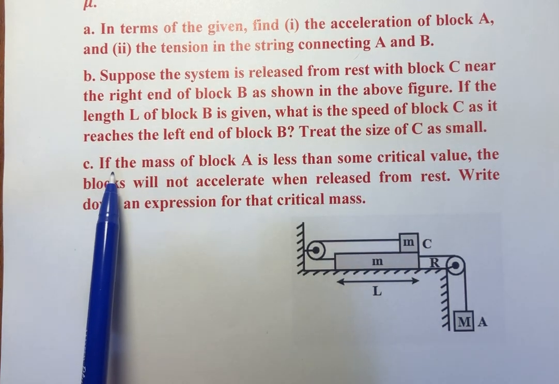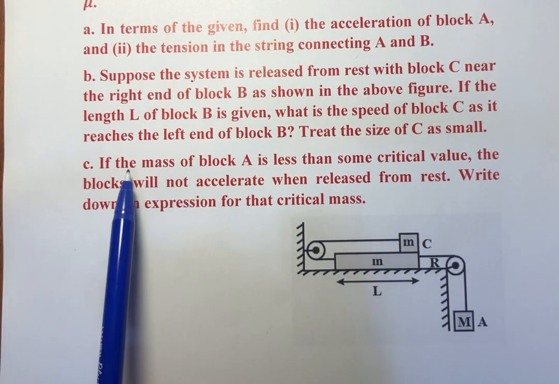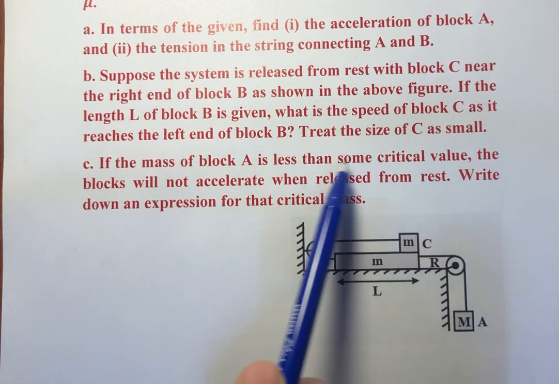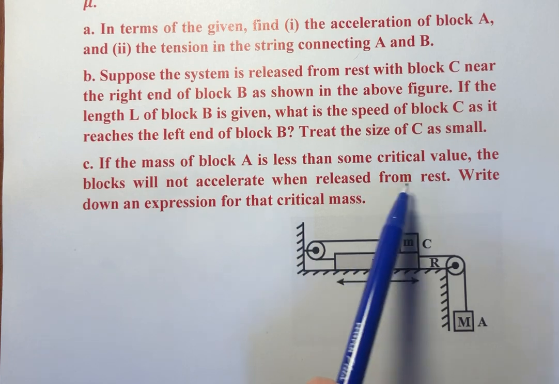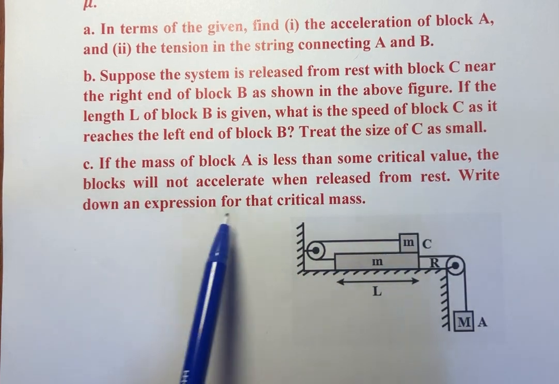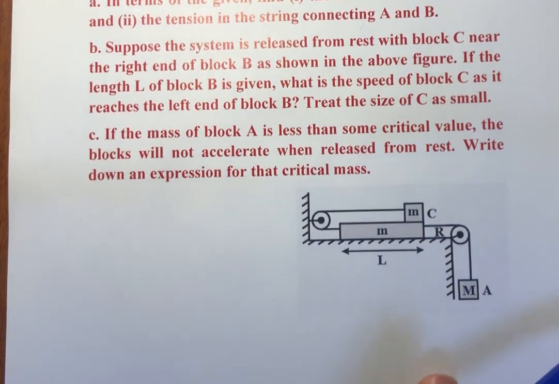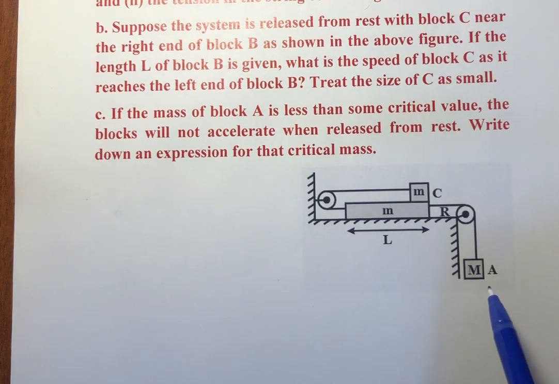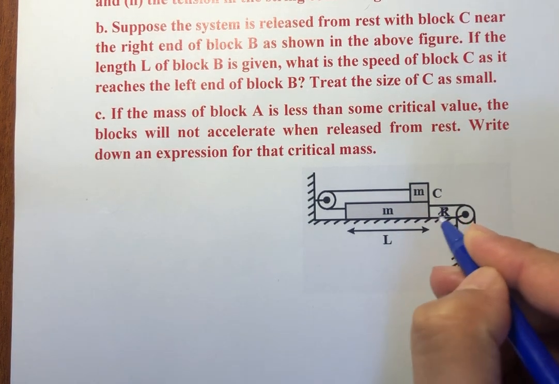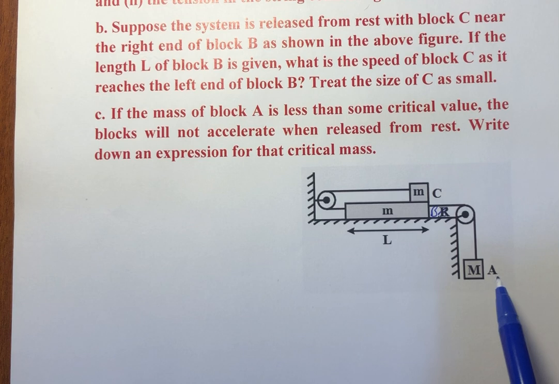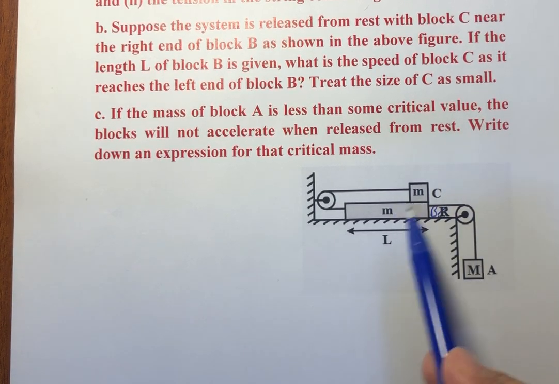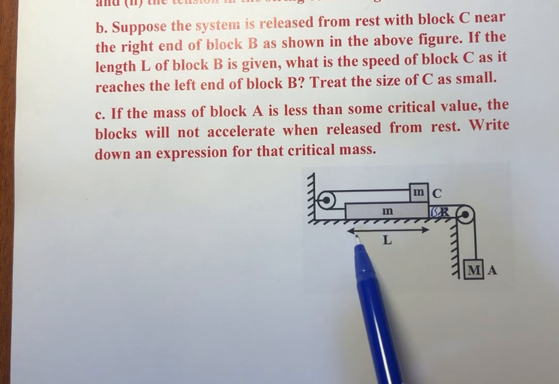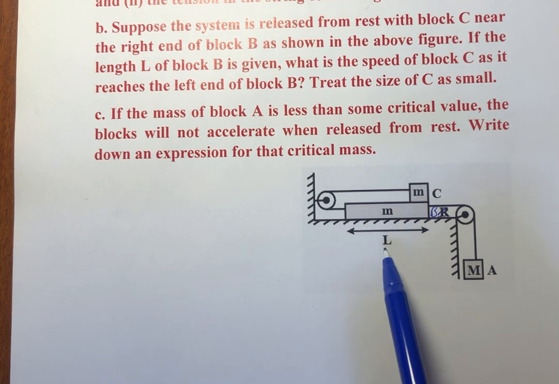In the last part, if the mass of the block A is less than some critical value, the blocks will not accelerate when released from rest. Write down the expression for that critical mass. So these are the three blocks, A, B and C. A is having a mass of capital M, mass of B and C are small m, and the length of the B block is also given as L.